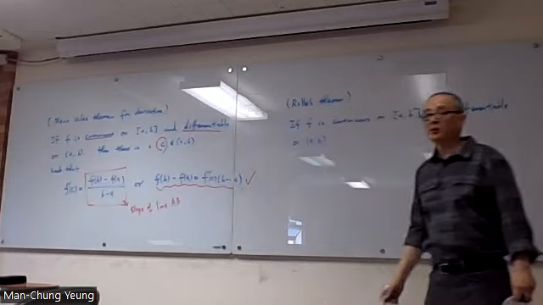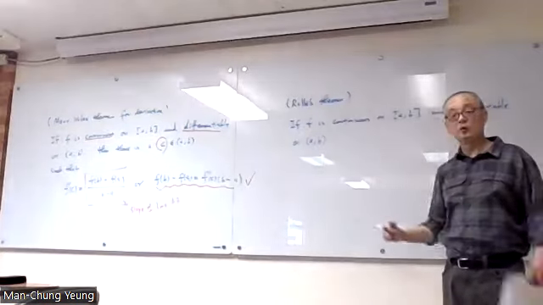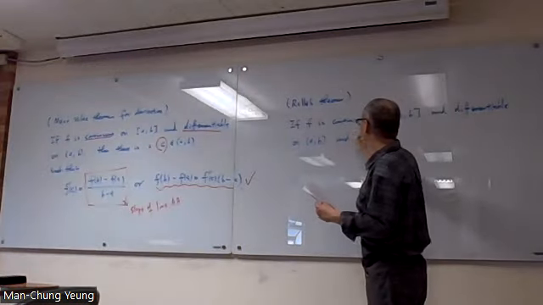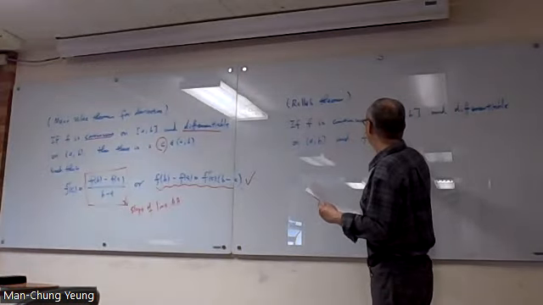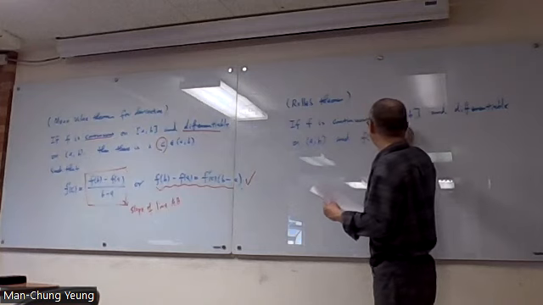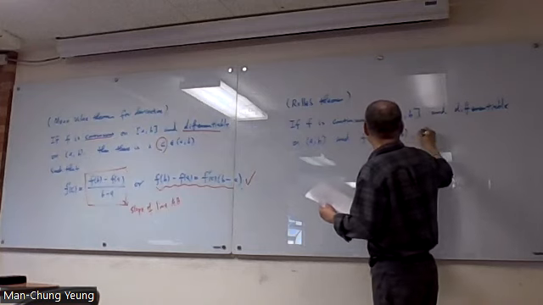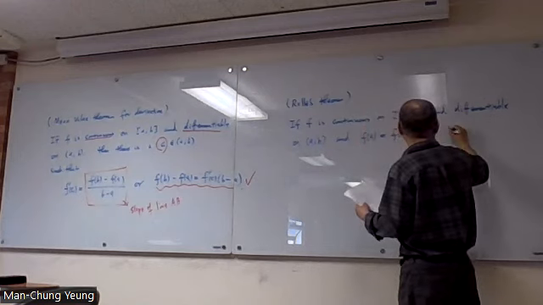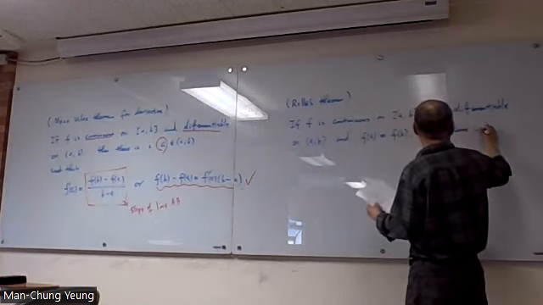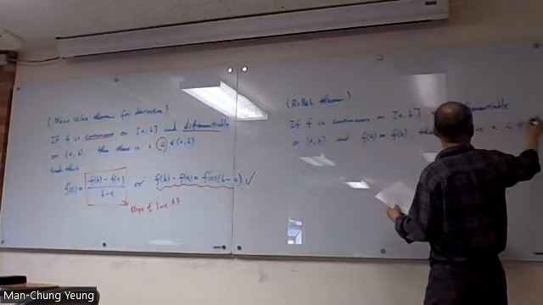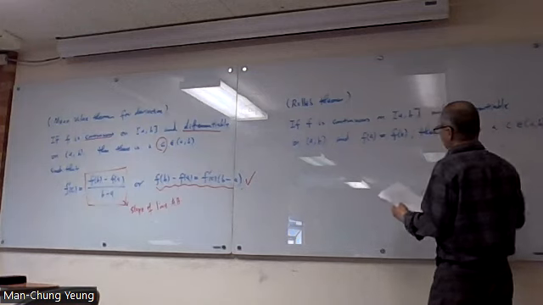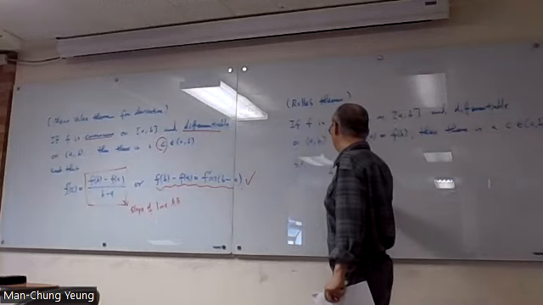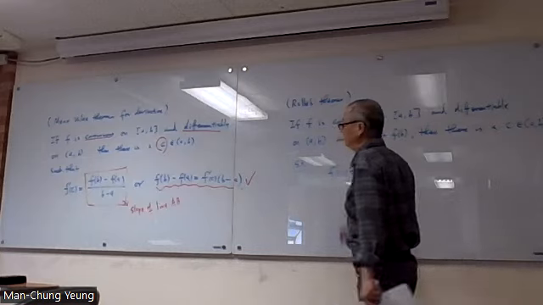Graph continuous and smooth. And function value at A is equal to function value at B. Then there is guaranteed a point C between A and B such that derivative at C is 0.